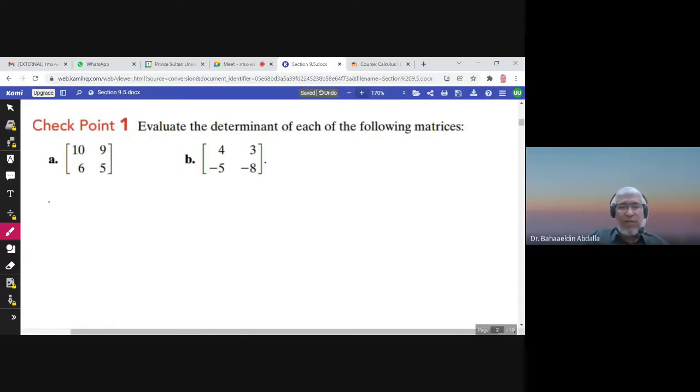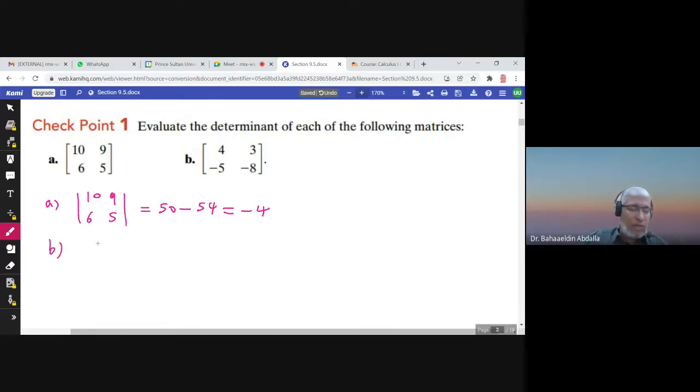Evaluate the determinants of each of the following matrices. This determinant would be equal to 5 times 10, that's 50. 6 times 9 is 54. So the determinant is equal to negative 4.